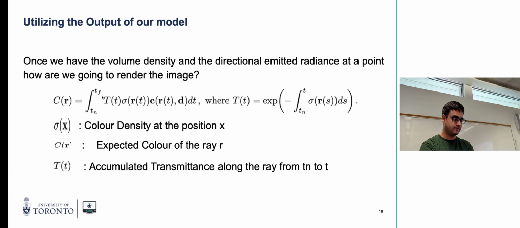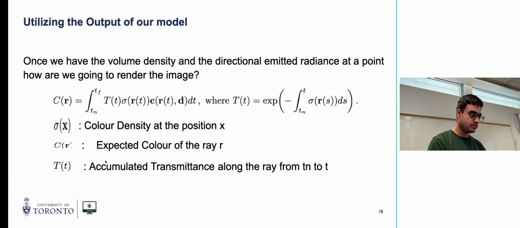starting from tn and going all the way to tf, of T(t) sigma(r(t)) c(r(t), d) dt, where T(t) is the exponential of the negative integral from tn to t of sigma(r(s)) ds. Sigma of x denotes the volume density at the position x. C(r) is the expected color of the ray r. And T(t) denotes the accumulated transmittance along the ray from tn to t.